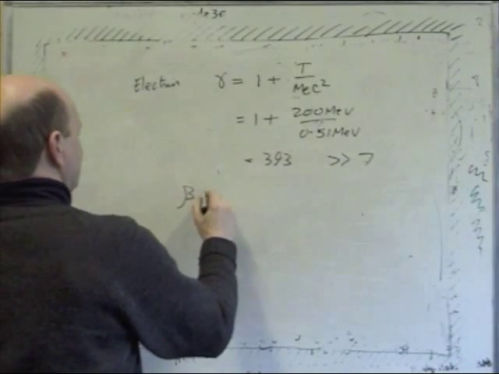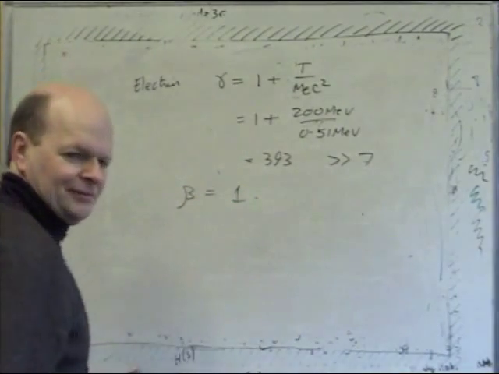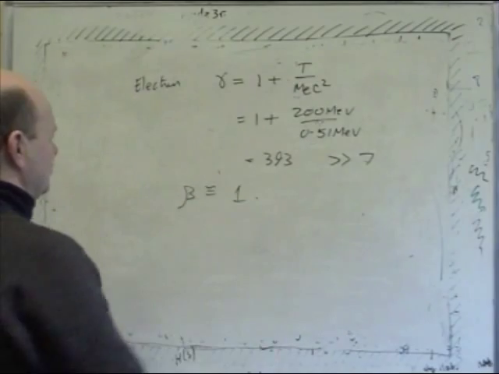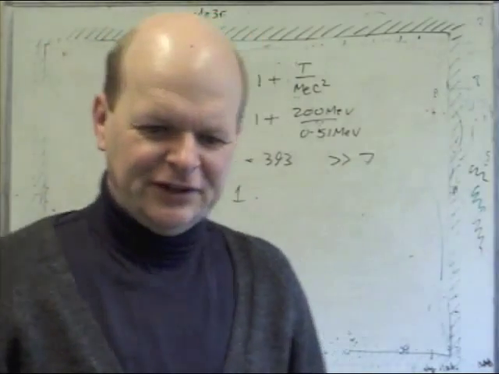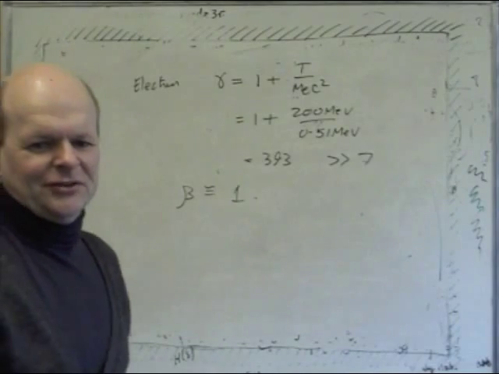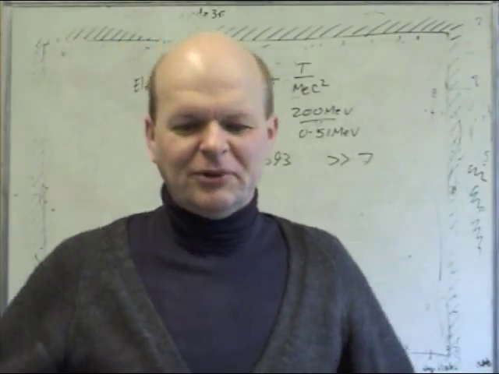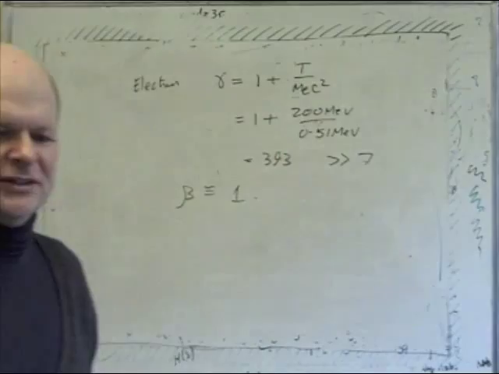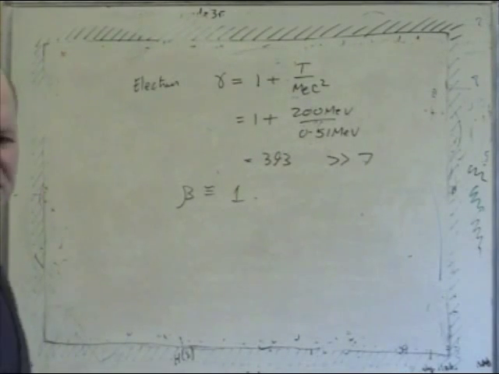So I'm perfectly happy for you to write beta equals 1. If you want, you can write beta's approximately 1, you'll still get the marks. It's a highly relativistic particle, you get marks for recognizing that. No need to figure out that it's 0.99999, whatever it is. Who cares about that many significant figures anyway?